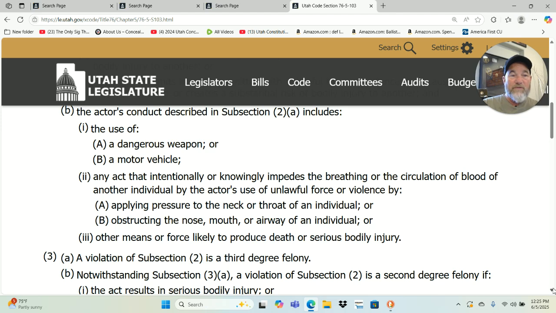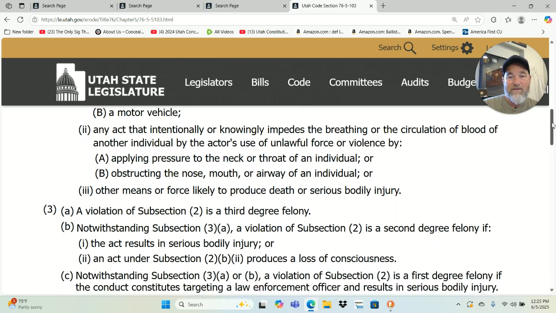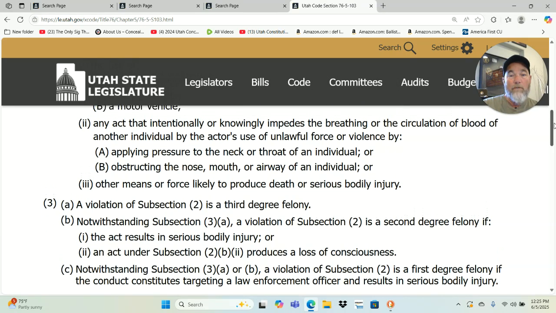Apparently, there's been enough people trying to use their vehicles to run people over and assault them, and so the legislature has made it very clear that, if you try to strike somebody with your vehicle with intention to cause bodily injury or worse, then that is an aggravated assault.